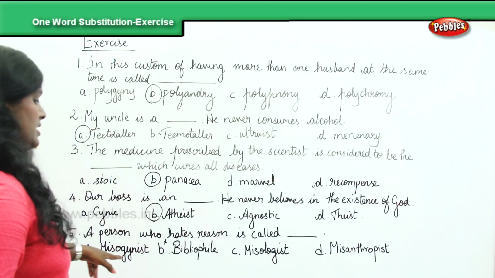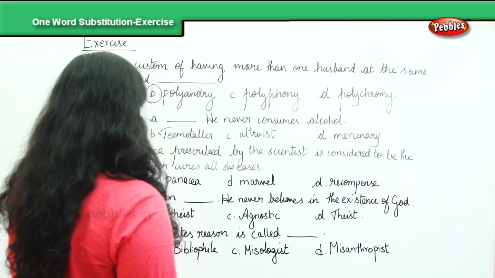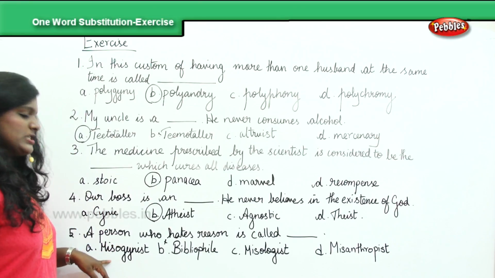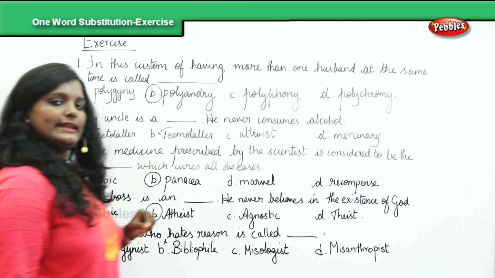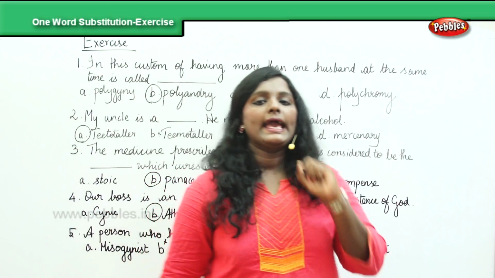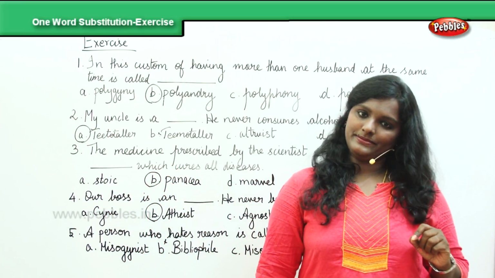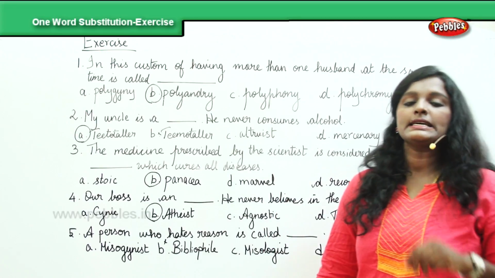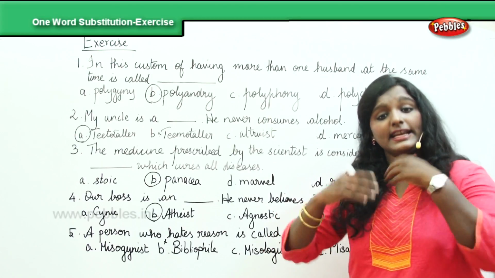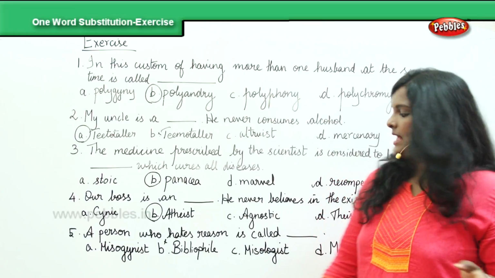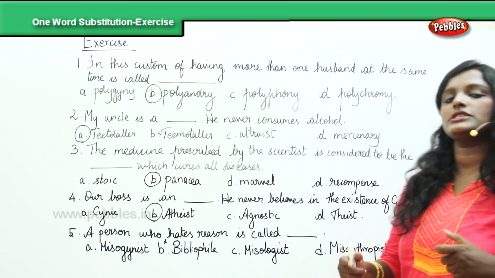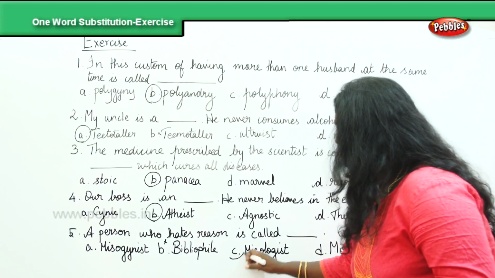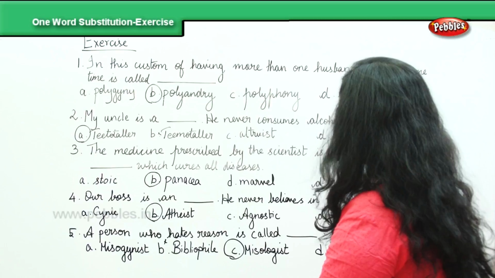That leaves us with three options, okay? That is misogynist, mythologist, and misanthropist. Now, misogynist is a person who hates women, okay? And misanthropist is a person who hates the entire mankind. And the mythologist is a person who hates reason. So our answer would be nothing but mythologist.